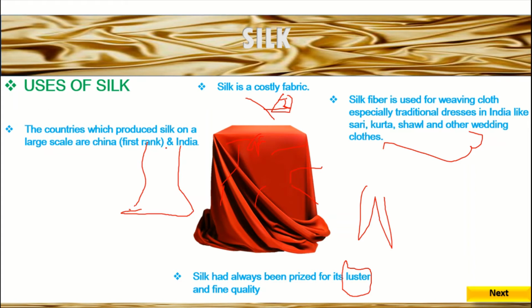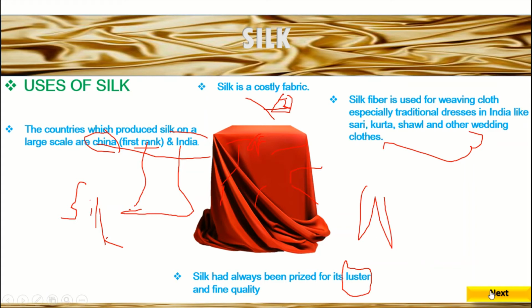The countries which produce silk on a large scale are China, first rank, and India. So first is China and next is India. In China the silk is obtained, right? The story will come soon in one animation video, and the animations will be done by me.